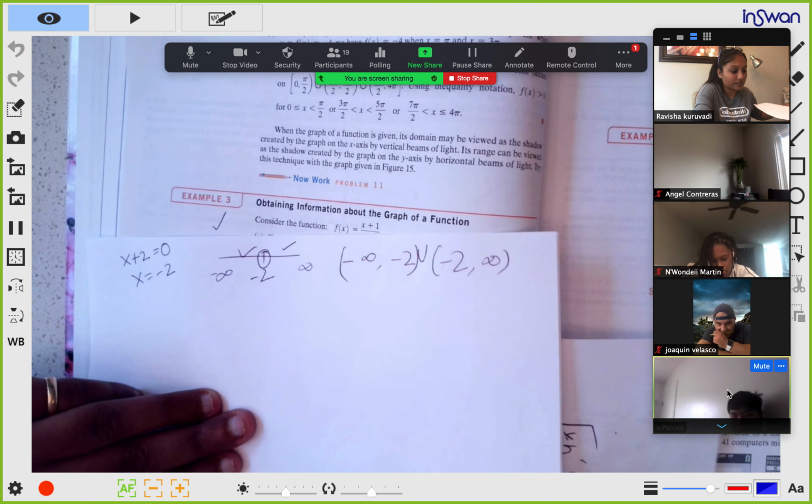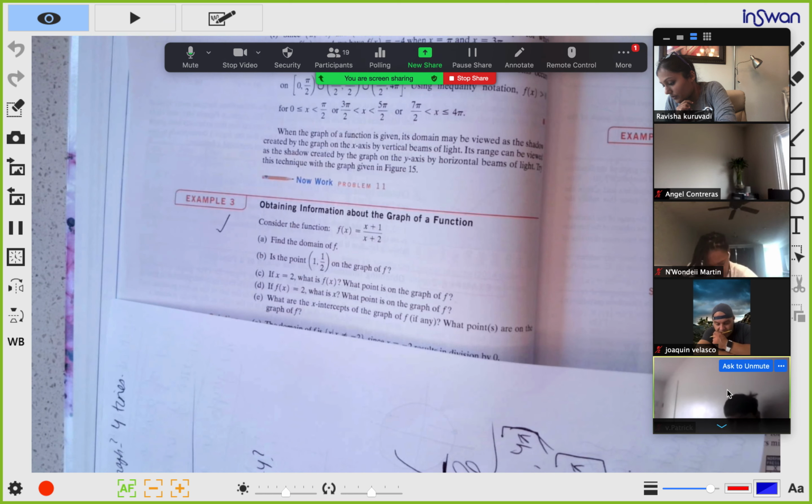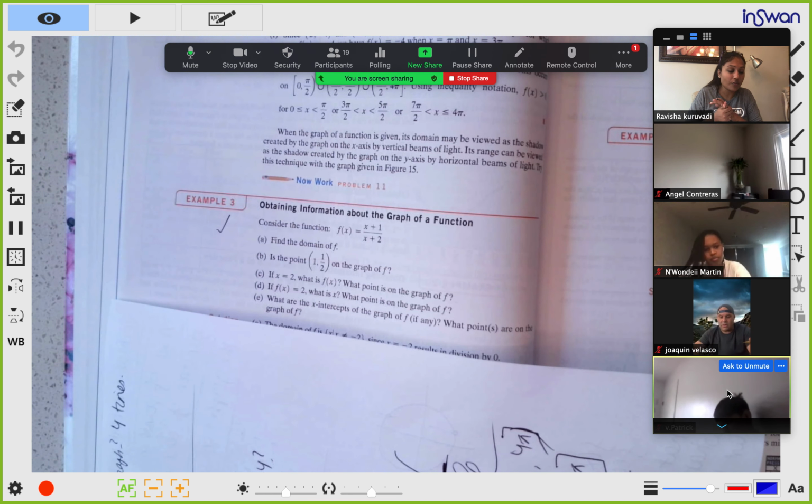Shaira? Yes. Okay. Can you tell me the next part? Is the point 1 and 1/2 on the graph? How do you check whether this point is on the graph or not? How do I check?